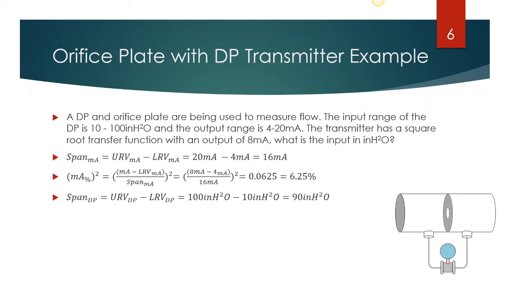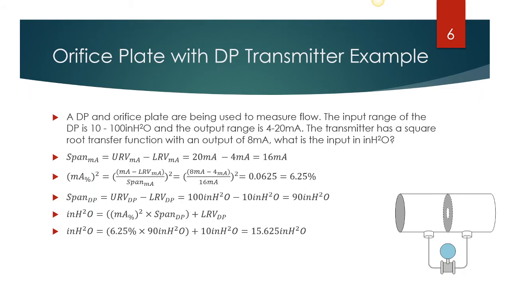So then all we have to do is take that percentage and multiply it by our range. We know that we have a range of 90 inches of water, and so we just take that squared percentage, multiply it times our span, and add back in our low range value to find that we have a differential pressure with that particular output of 8 milliamps of 15.625 inches of water.